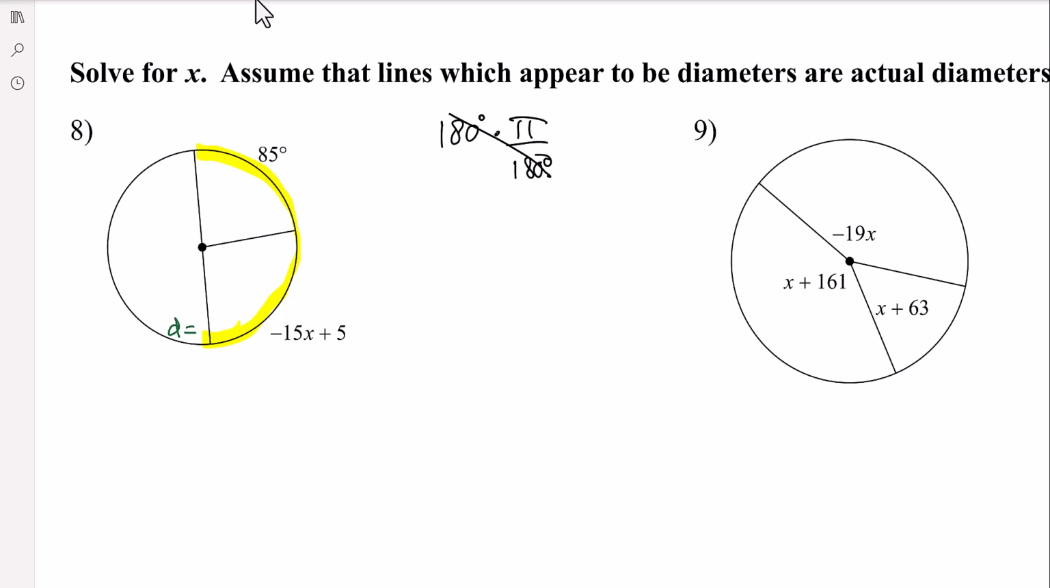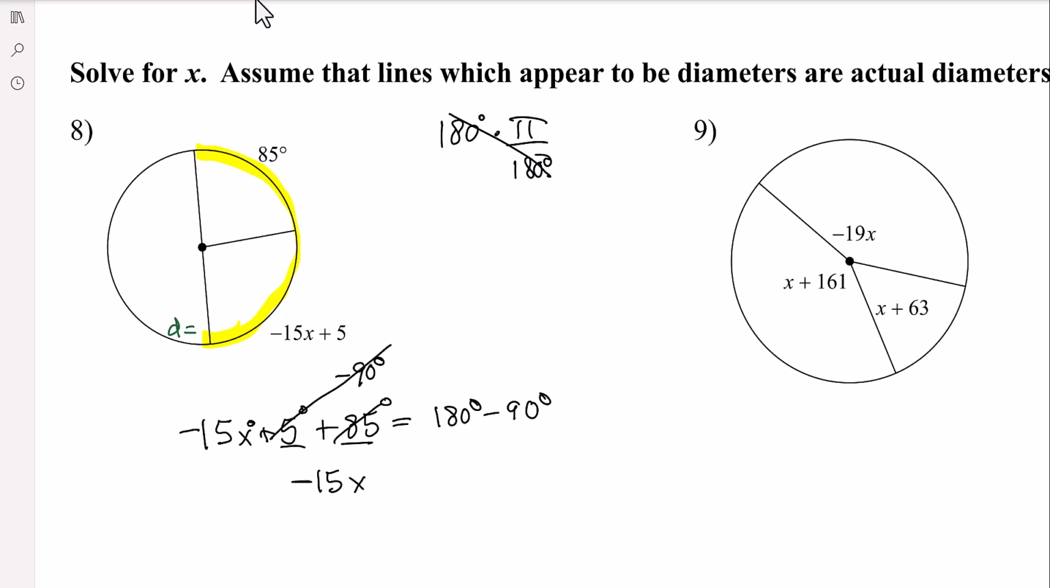So we just say that negative 15x plus 5 plus 85, these are all in degrees, is equal to 180 degrees. So 85 and 5 is 90, so we can subtract 90 from both sides. That cancels both of those things. So now we have negative 15x, and the x is in degrees, is equal to 90. So we're going to divide both sides by negative 15, and we get x is a value of negative 6.